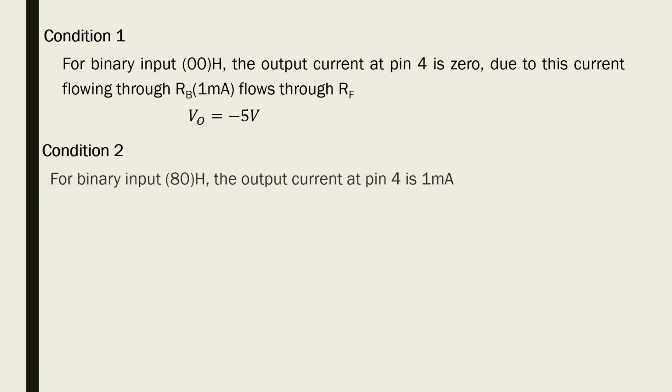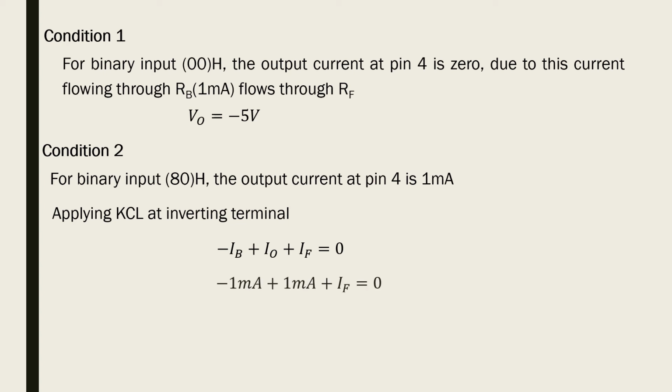Condition 2. For the binary input 80 hexadecimal, the output current at pin 4 is 1 milliampere. Therefore, applying KCL at the inverting terminal of the current to voltage converter, minus IB plus I0 plus IF is equal to 0. So substituting the values, we will get IF is equal to 0. Therefore, output voltage V0 is equal to 0.